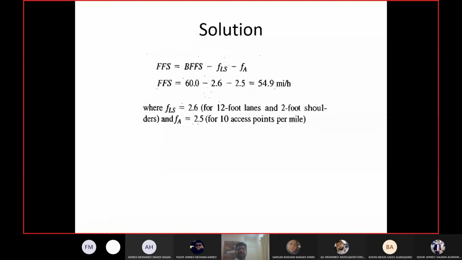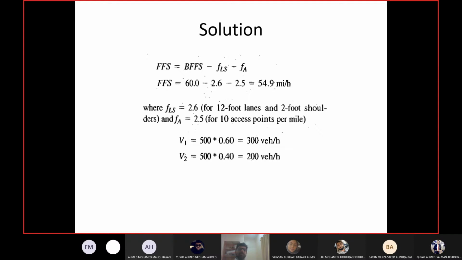Then I will calculate the volume and flow rate for each direction. They gave me 500 as the total volume. With the 60 and 40 split, 60% in one direction and 40% in the other direction. So 500 times 60% is 300 in one direction, and 500 times 40% is 200 in the other direction. They are calling it direction 1 and 2. Keep it in mind, we will calculate the level of service for both directions, direction 1 as well as direction 2.